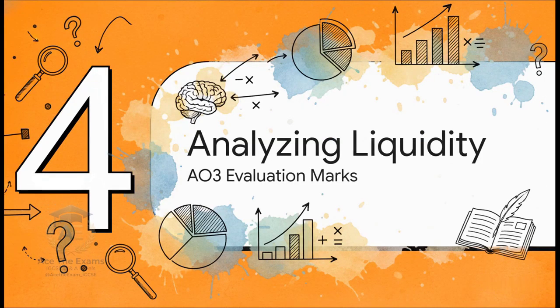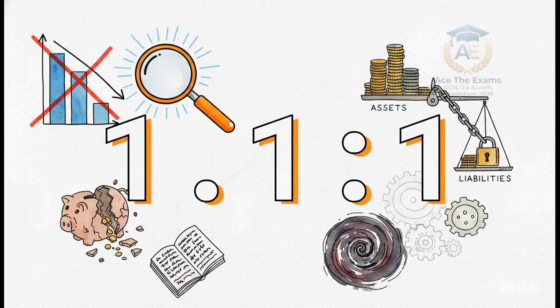All right, Section 4. Analyzing liquidity, the AO3 evaluation marks. Let's set up a quick scenario. Imagine you've done all the hard math, sweating over the calculator, and your calculation reveals that the partnership's current ratio has plummeted from a super healthy 2.5 to 1 all the way down to a 1.1 to 1.